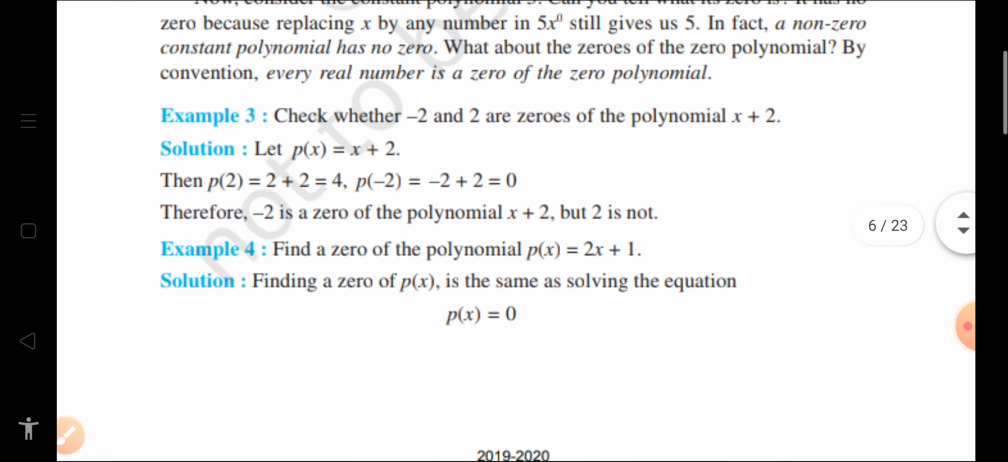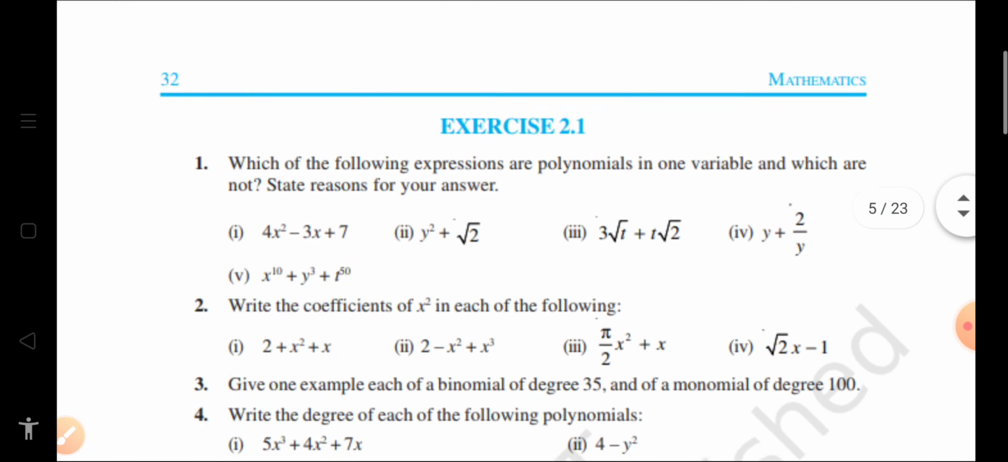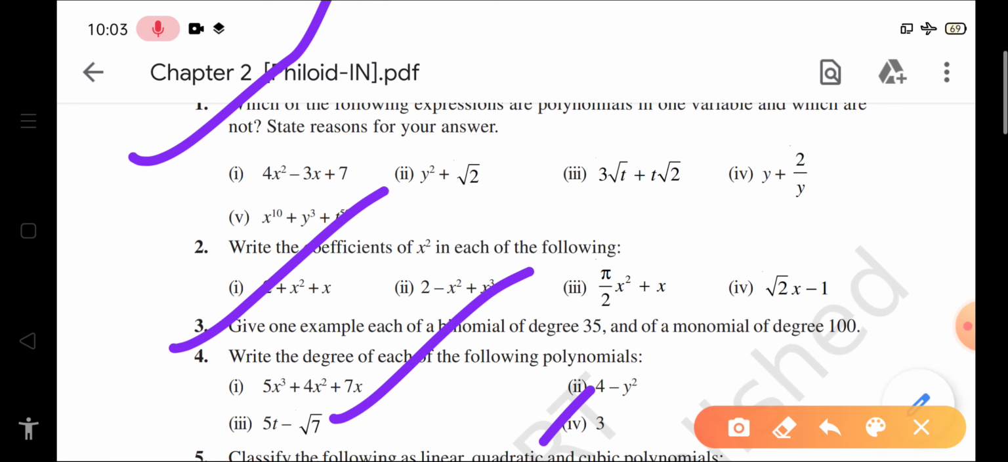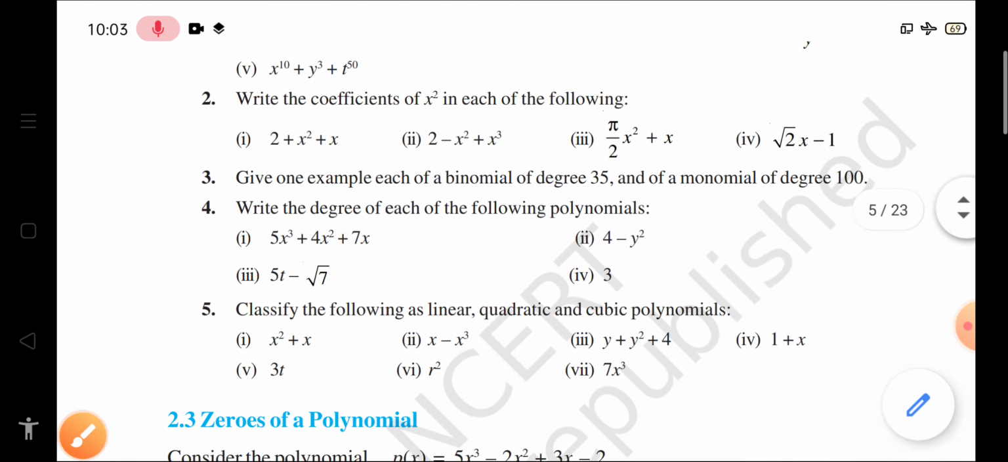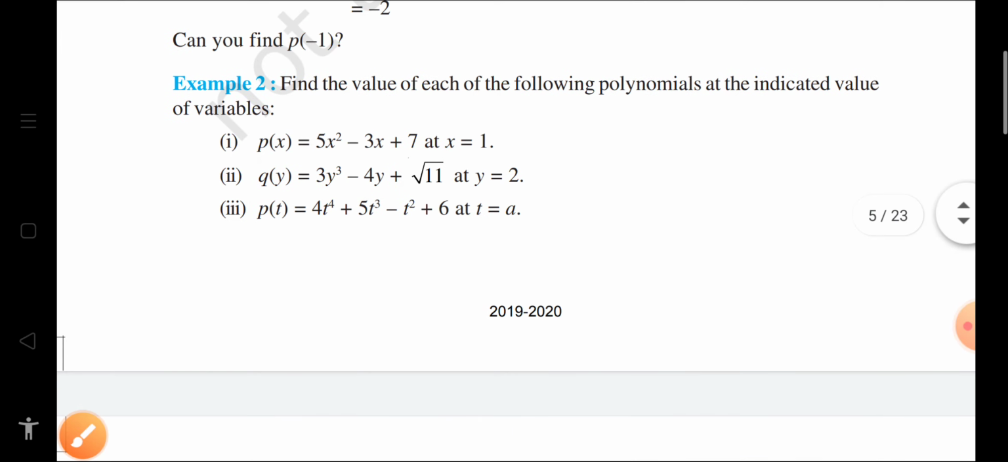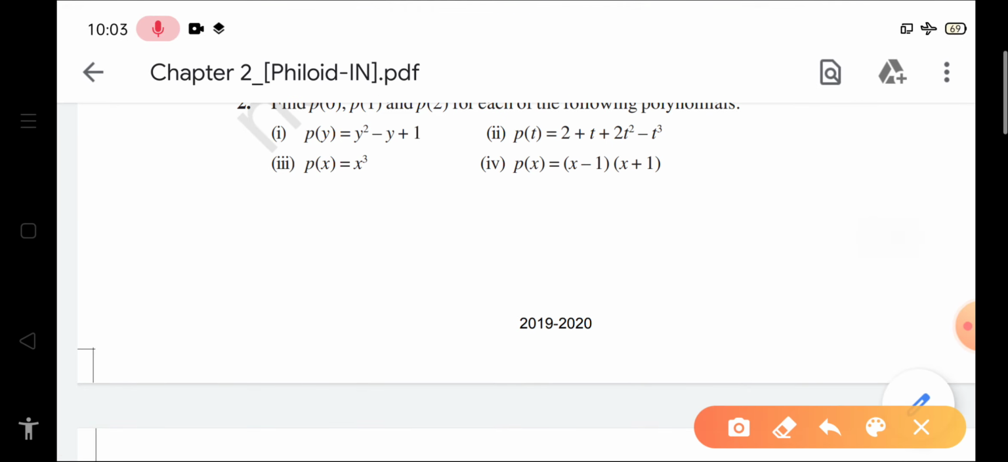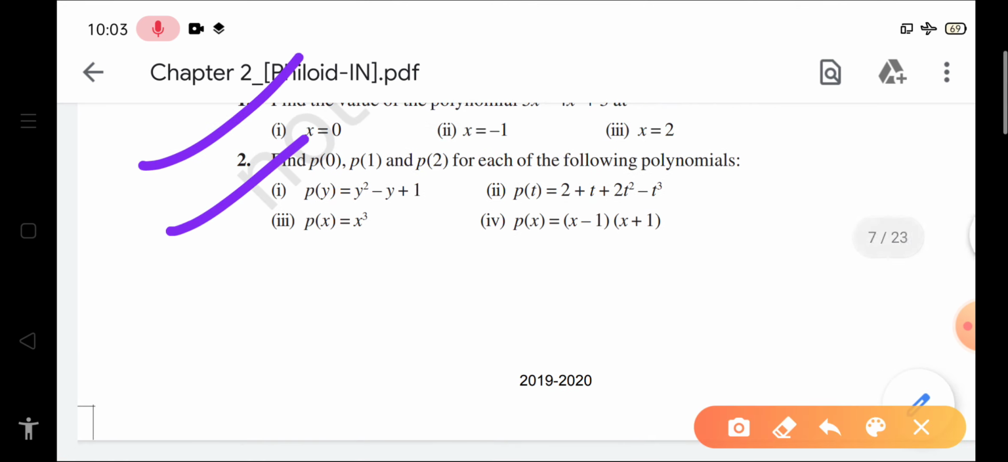So I think exercise 2.1, all of you have solved all these questions, yesterday we have discussed. So try to solve two questions at least today. I have given only two questions to you, so you have to solve question number 1 and 2, this and this. Thank you.